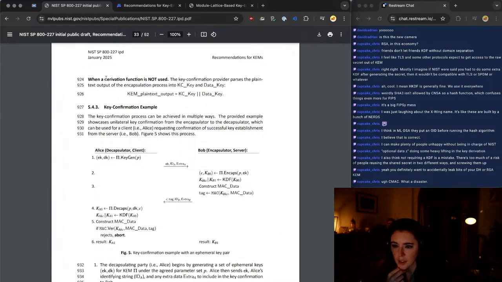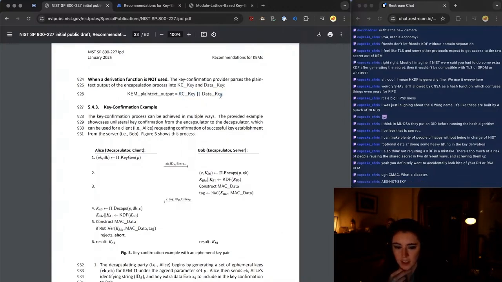Yeah, and then derivation function not used. The template is okay. Yeah, AES, hot and sexy. I don't know how you backronym context committing encryption, but I bet we can figure it out.